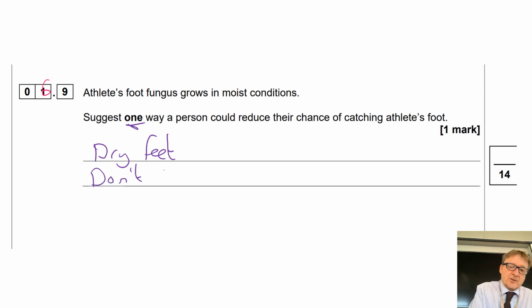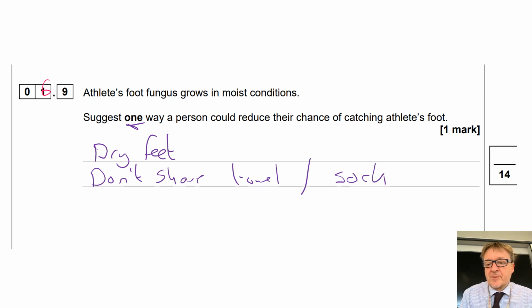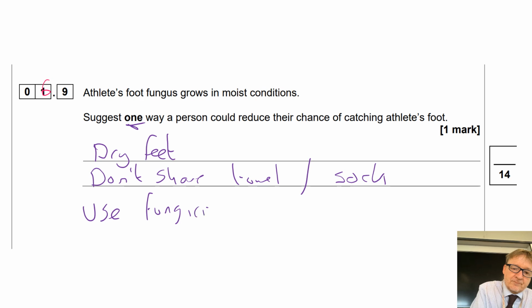Don't share towels or socks. Not quite sure why you would share socks, but if you've got somebody in your family, they need to be checking to see if they've got athlete's foot or not. And if they have got athlete's foot, they need treatment for it. And you also don't share towels and socks. Those people that have got it can use fungicide. It's just a powder or a cream.